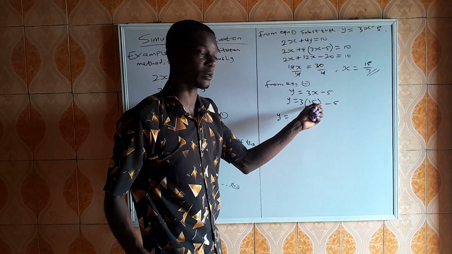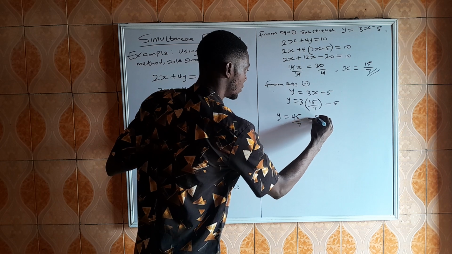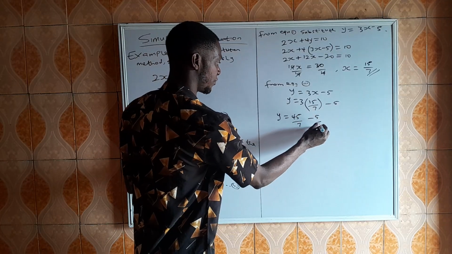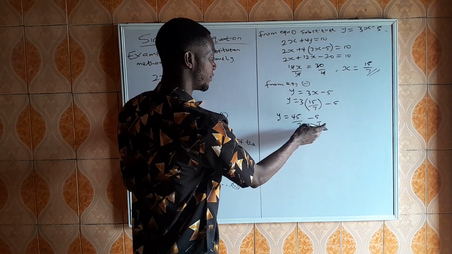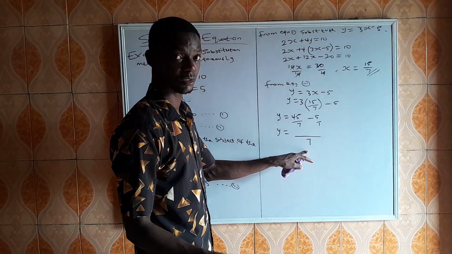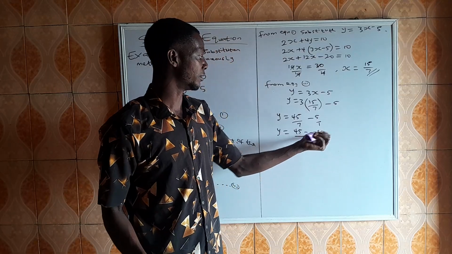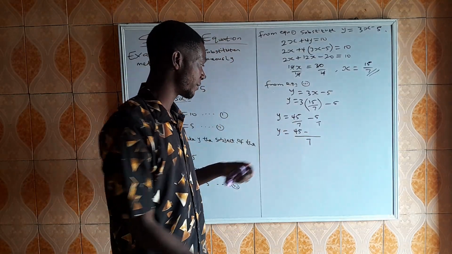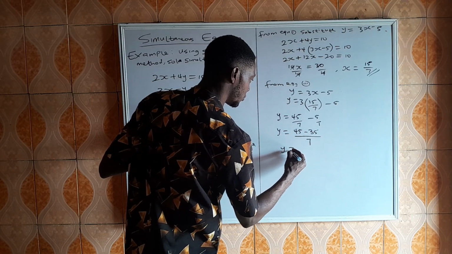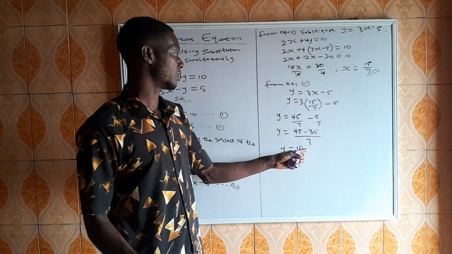When you expand this, 15 multiplied by 3 gives 45 divided by 7, minus 5. The next thing to do is to find the LCM. This is like 5 divided by 1. The LCM of 7 and 1 is 7. So you have 45 minus 7 multiplied by 5, which is 35. So you have y equals 10 divided by 7, since 45 minus 35 gives 10.